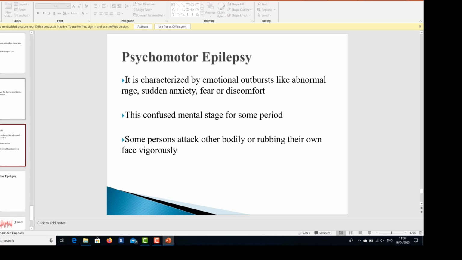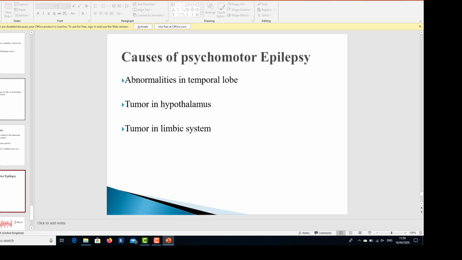It is characterized by emotional outbursts like abnormal rage, sudden anxiety, fear, or discomfort. There is a confused mental state for some period. Some persons attack others bodily or rub their own face vigorously. The causes can be abnormalities in the temporal lobe, tumor in hypothalamus, tumor in limbic system.